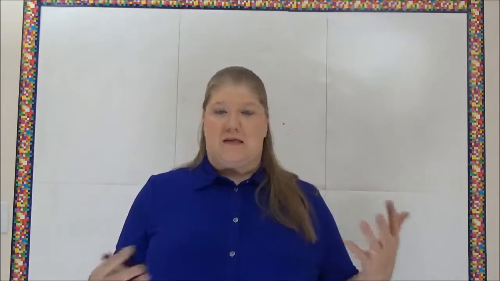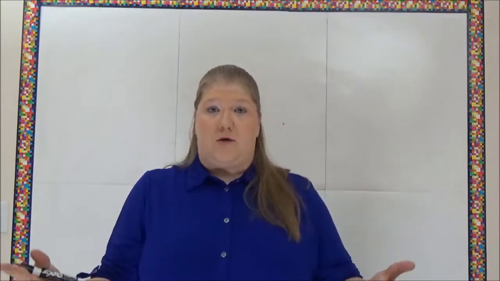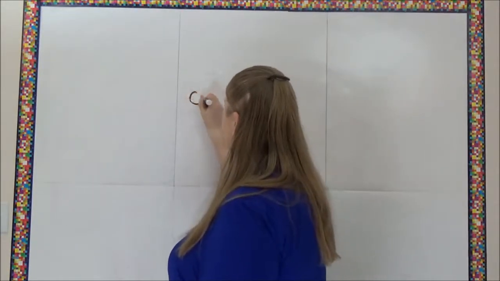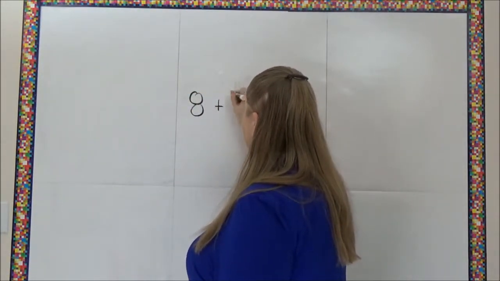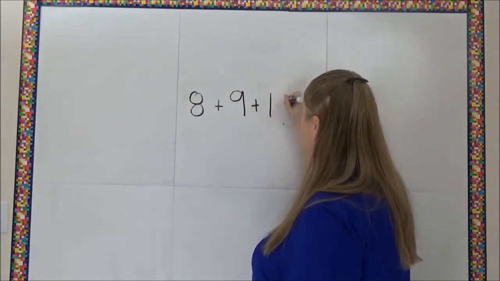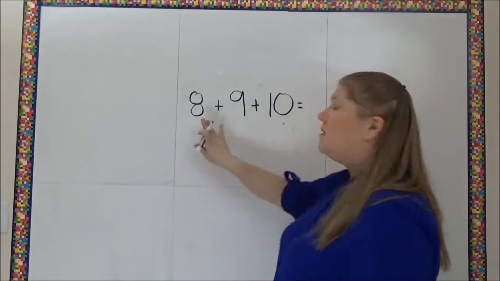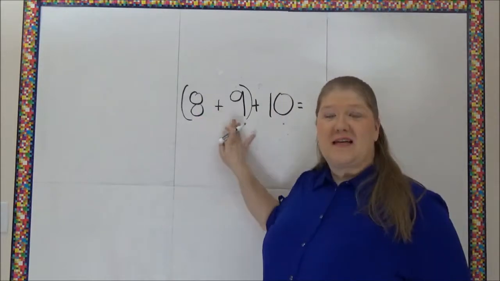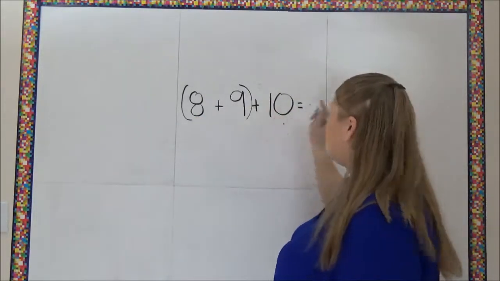We didn't have obvious examples from childhood, so let's just jump into an example. We're going to start with 8 plus 9 plus 10. Let me put the grouping on there: (8 plus 9) is 17, plus 10 is 27.